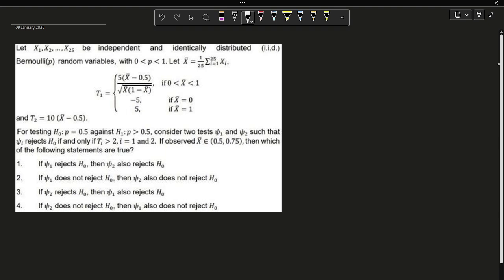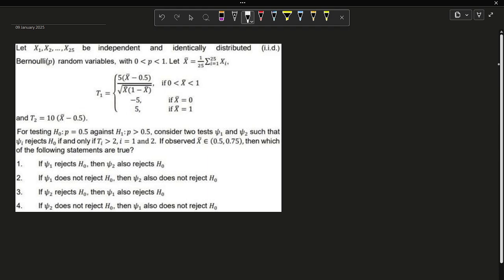Our T1 is equal to 5 into (x bar minus half) by root over of x bar into (1 minus x bar) if x bar is lying between 0 and 1, and minus 5 when x bar is equal to 0, and 5 if x bar is equal to 1. And our T2 is equal to 10 into (x bar minus half). Now for testing H0: p equals half against H1: p is greater than half.